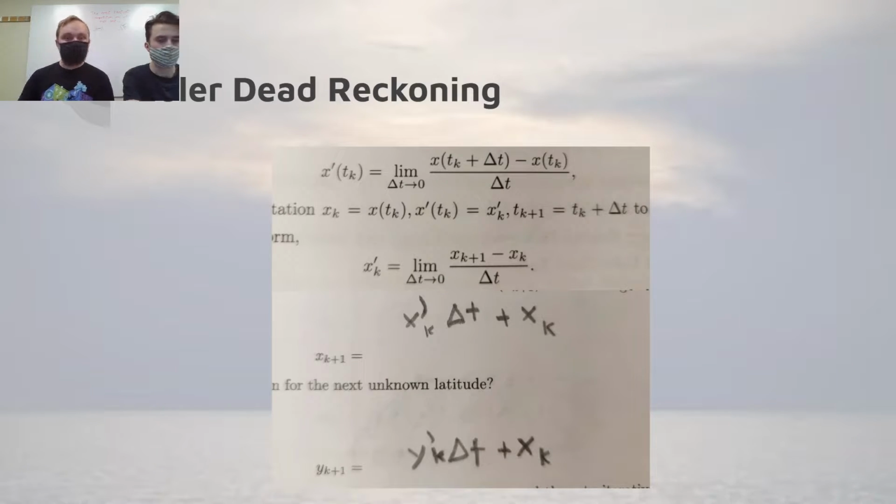Cool. All right, so now we're going to talk about Euler's dead reckoning. This is a method used by Captain Gomez, in the story at least, where he takes his known velocity and his known acceleration to estimate his position.